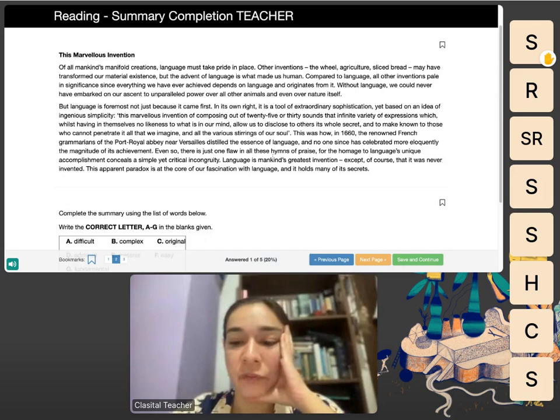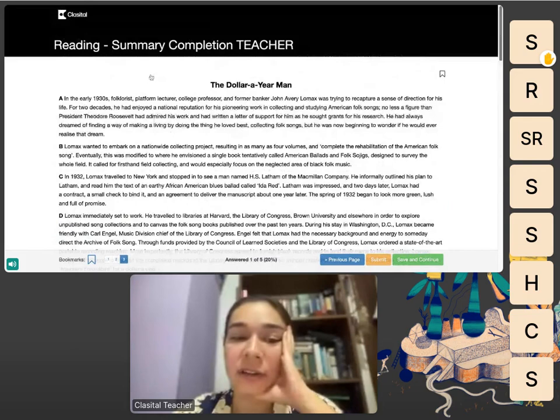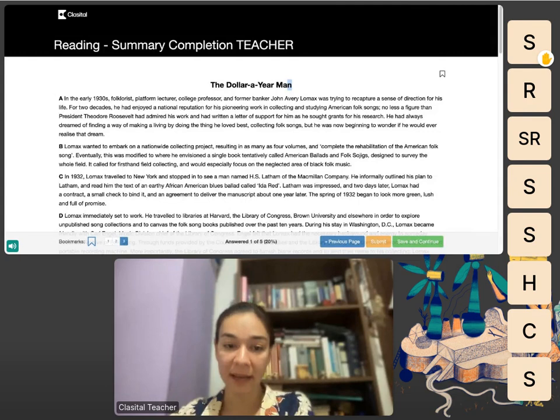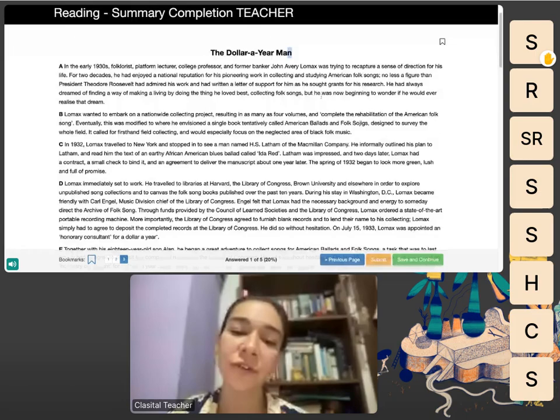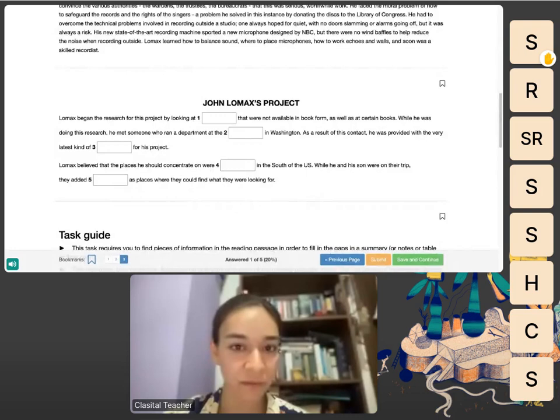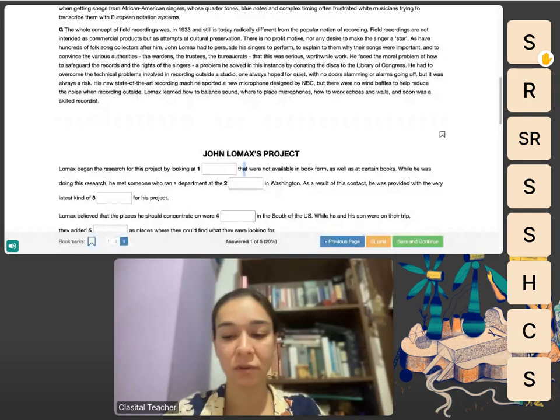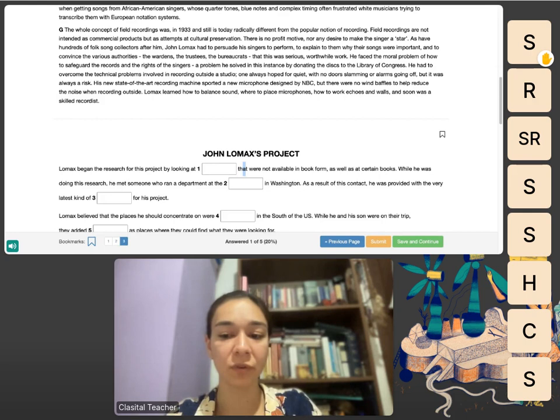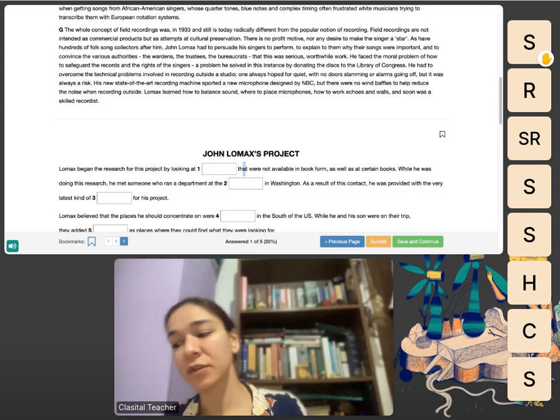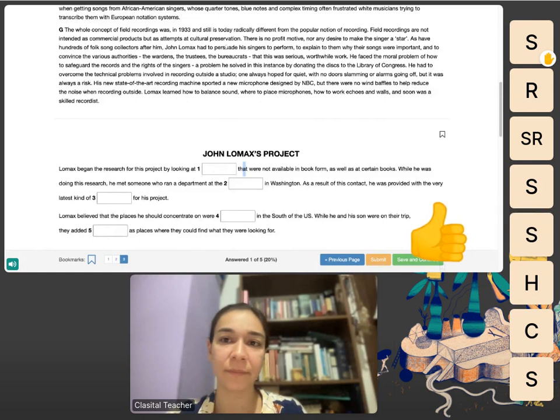Okay, this is our second passage. It is the dollar a year man. In this one, we will read the whole text and we will look for the vocabulary. Let's see our question. I haven't written it, I'm sorry. It is use up to three words. You can use 1, 2, or 3 words in this one. At most, it will be 3 words or a number.